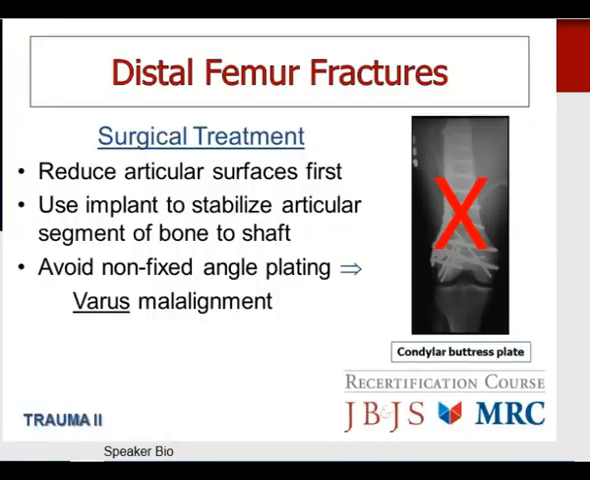Surgical treatment for distal femur fractures, the principle is to reduce the articular surfaces of the distal femur initially, and then use an implant, whether it's a nail or a plate, to stabilize the articular segment of the bone to the shaft. When plate fixation of complete articular distal femur fractures is being performed, you should avoid non-fixed angle plating due to the significant risk of varus malalignment.